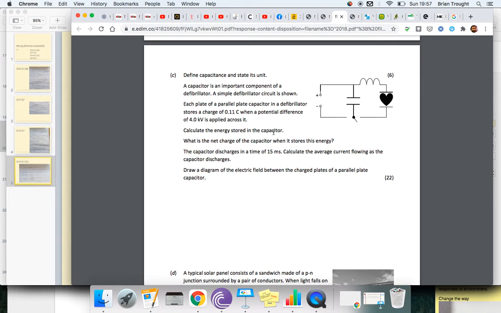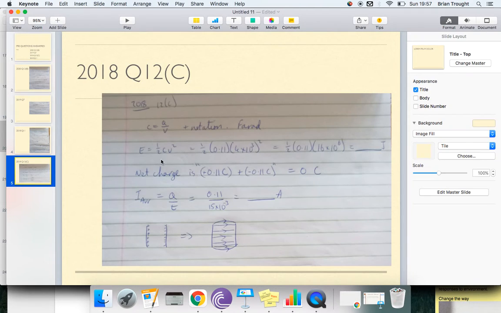Sometimes you need to use C as Q over V and get your values via the two formulas, but in this case, we have the C, we have 4,000 volts there, in which case you just sub it in, and you get a half by 0.11 by 16 by 10 to the 6. You can work it out.